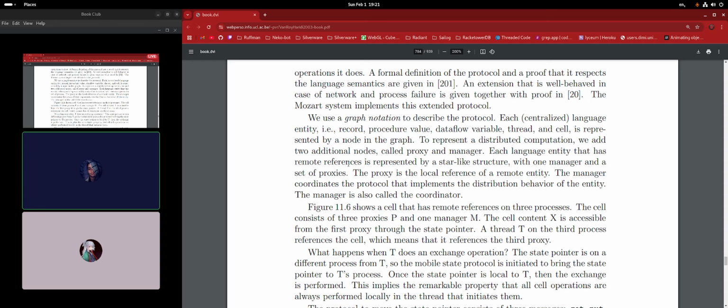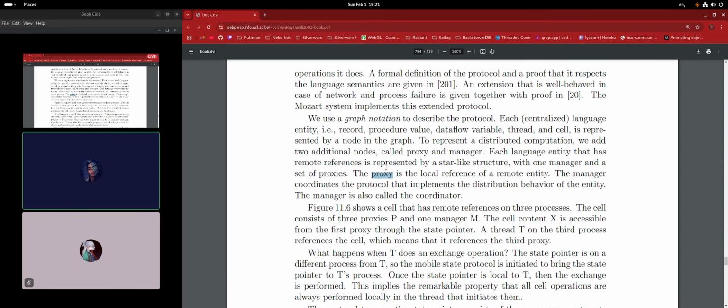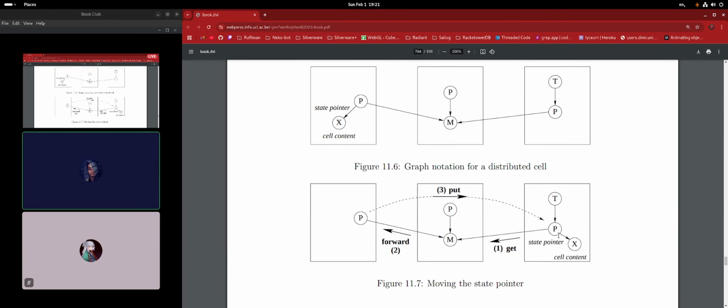Each language entity has remote references represented by a star-like structure with one manager and a set of proxies. Yep, that checks out. The proxy is the local reference of a remote entity. The manager coordinates the protocol that implements the distribution behavior of the entity. The manager is also called the coordinator. Yeah, of course. So again, even though it stands for proxy, I prefer personal manager.